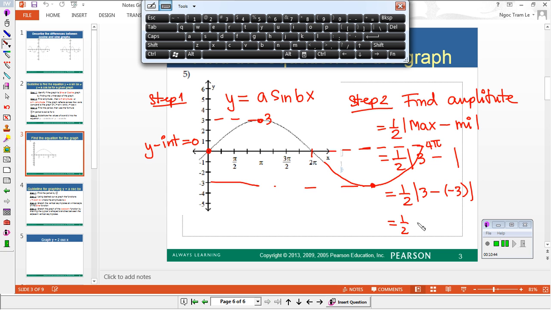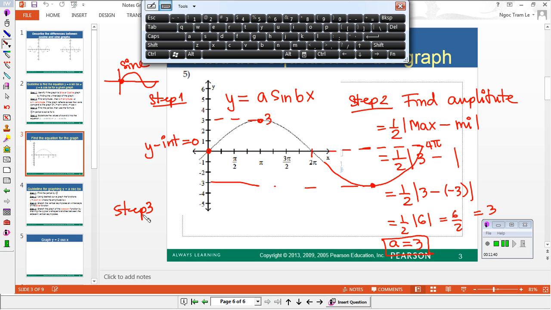Now you are going to simplify, so you end up with 1/2 times the absolute value of 3 minus -3, which becomes 3 plus 3, which is 6. So 1/2 times the absolute value of 6 is just 1/2 times 6, so 6 divided by 2. I conclude that my amplitude is 3. Now I'm looking at this graph compared to my sine graph. If I compare it to the sine graph, I can see that it doesn't reflect across the x-axis compared to my parent function. So my a is still positive. I can conclude that a is 3.